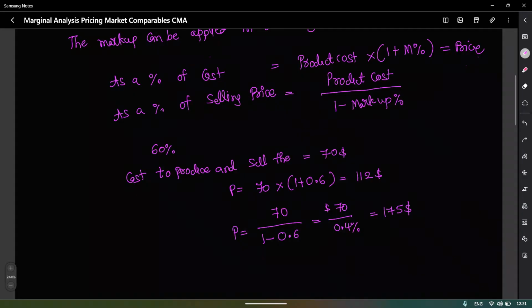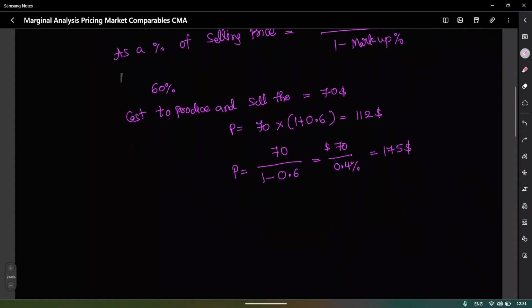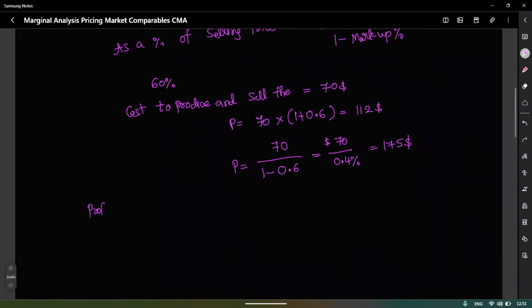So what you understand is that the profit is higher when the markup is set as a percentage of selling price, resulting in a price of $175, compared to when the price is set as a percentage of cost, where the price is $112.